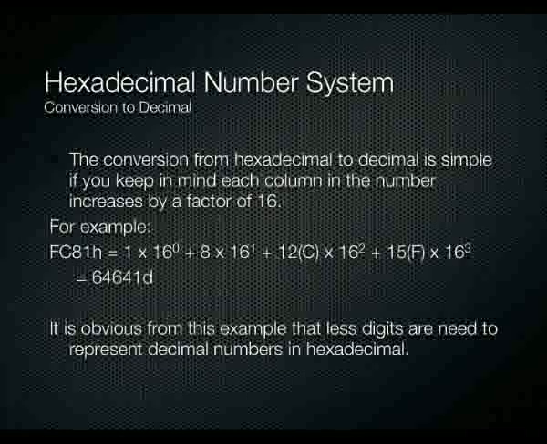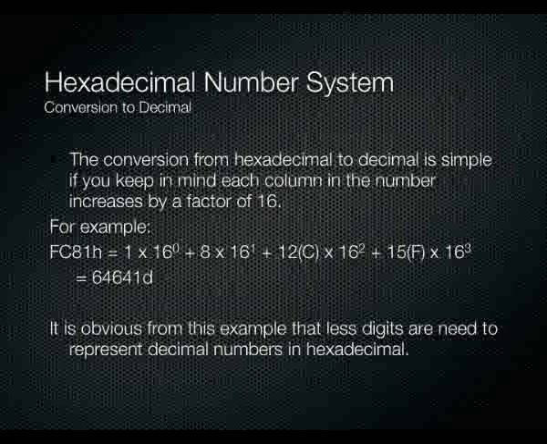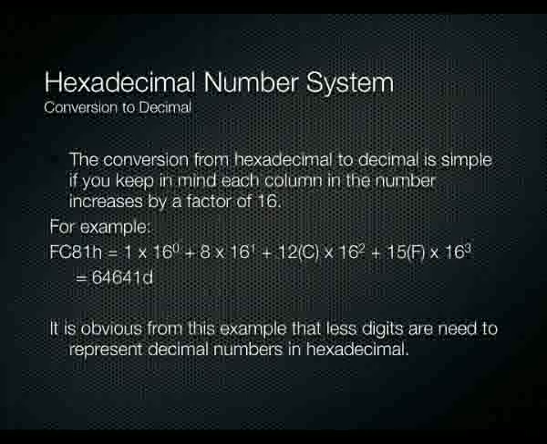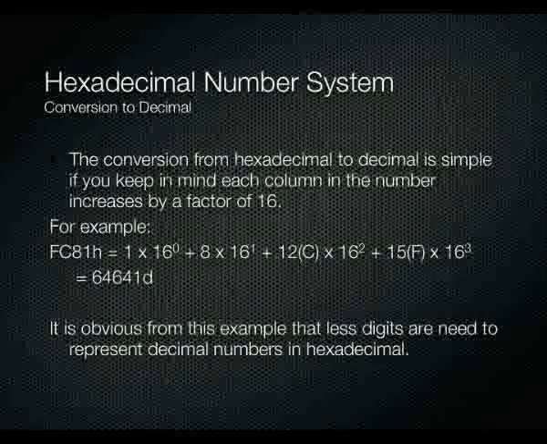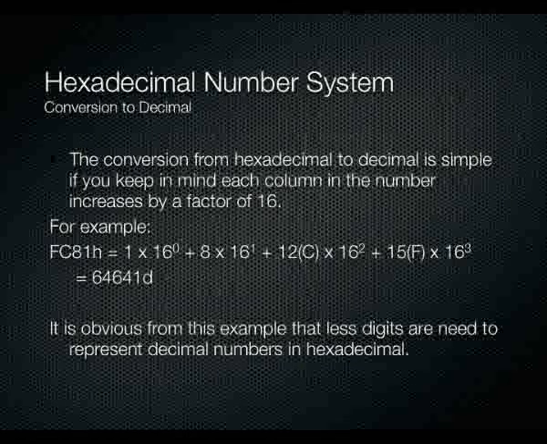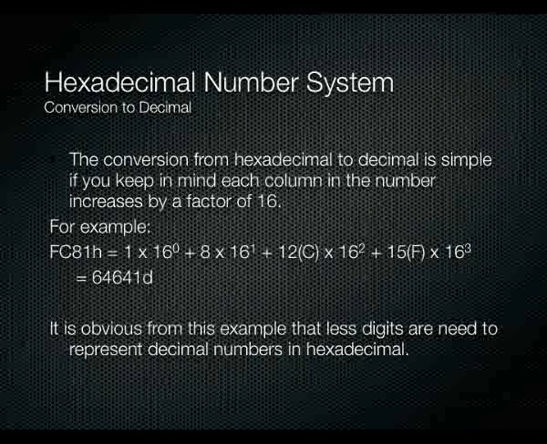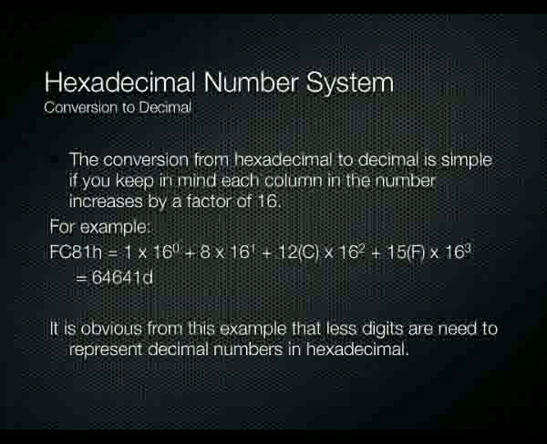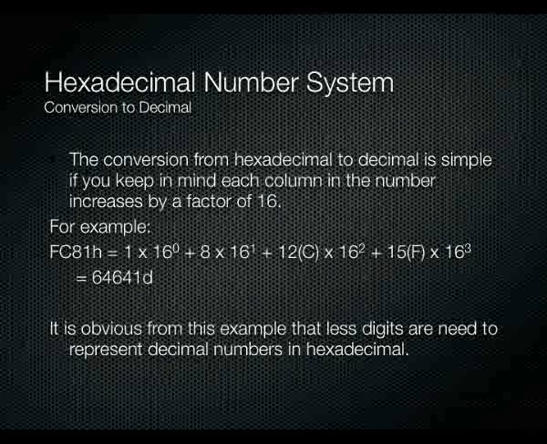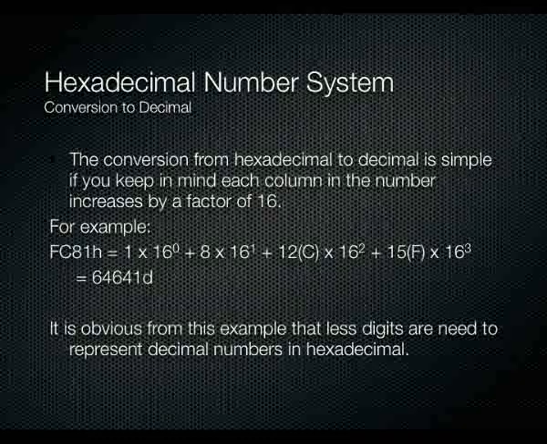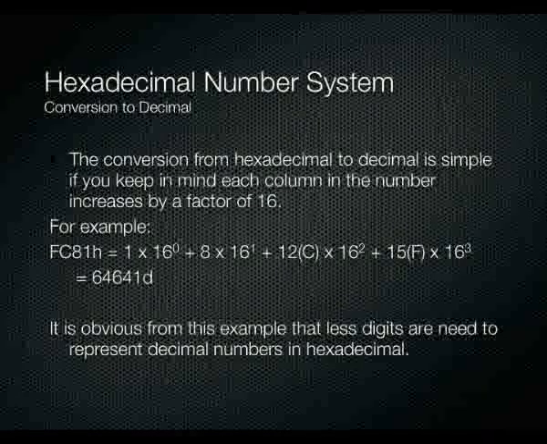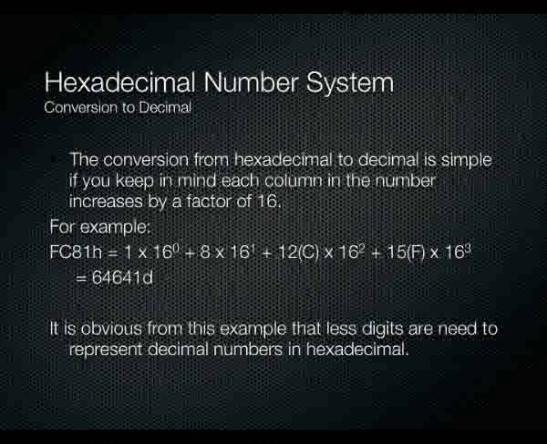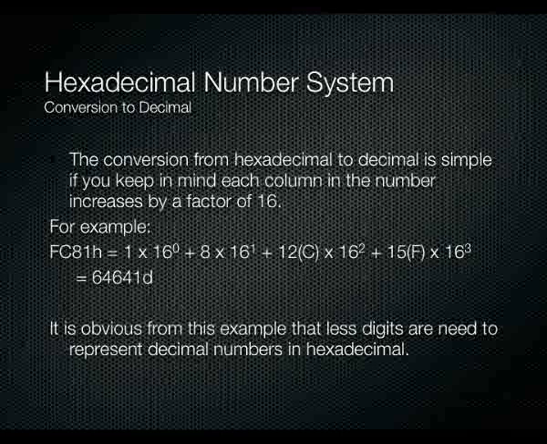Okay, it's pretty obvious that using hexadecimal digits, we can in fact use fewer digits to represent a decimal number. We've only used 4 hexadecimal digits here, FC81, to represent a 5-digit decimal number, which is 64,641 decimal. That's because the radix of a hexadecimal number is greater than the radix of a decimal number.